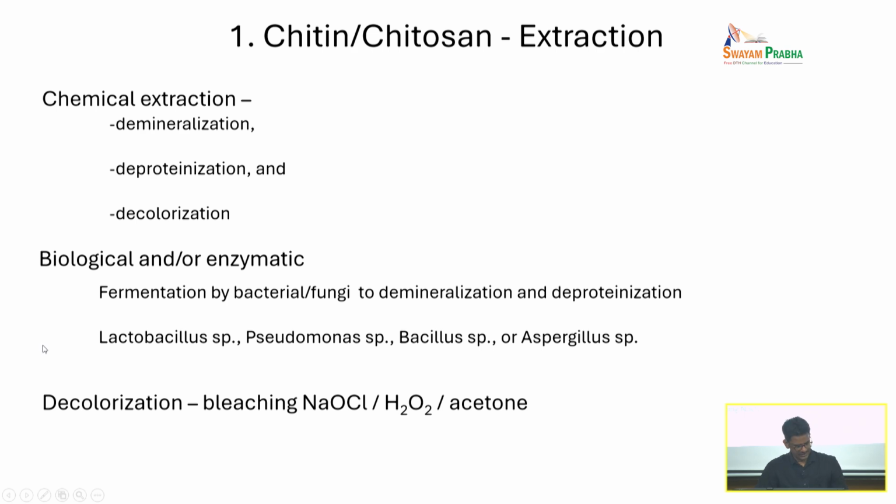If you come to the extraction part, again we are talking about a very hard shell material, and we can do chemical extraction or biological or enzymatic extraction. The chemical extraction follows 3 steps. First you do demineralization, then deproteinization, and then decolorization. Decolorization is optional because crab shell or lobster shell has a reddish or brownish pigment. So if you want to have white chitin or chitosan, you may want to do decolorization also using bleaching and other things.